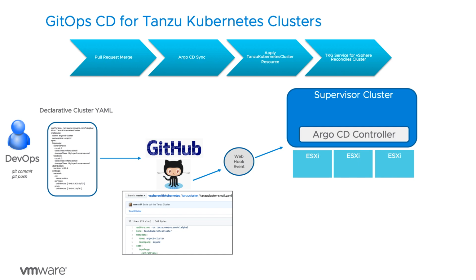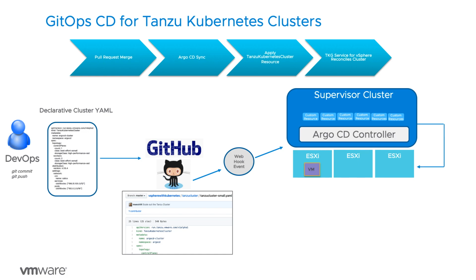Argo pulls the latest versions of the manifest from the Git repo and compares the active state of the system with the desired state defined in the manifests. In this case, the manifest defines a Tanzu Kubernetes cluster. Argo applies the manifest through the Kubernetes API within the supervisor cluster, instantiating all of the custom resources through the Tanzu Kubernetes Grid service for vSphere.